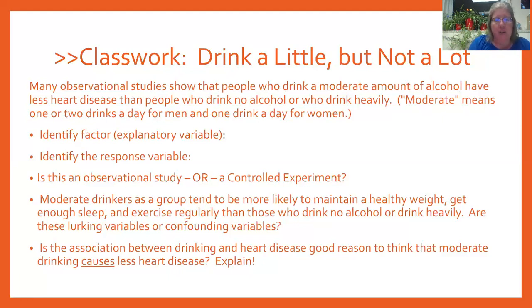It's the next question. Moderate drinkers as a group tend to be more likely to maintain a healthy weight, get enough sleep, and exercise regularly than those who drink no alcohol or, on the other end, drink heavily. So when we consider these lurking variables or confounding variables, in this case, it is a study, which would make us think that these are lurking variables. And some of these might be more likely to be responsible, right, for heart health. So maybe maintaining a healthy weight is a better predictor of heart disease, or how much sleep or exercise you get might be a better predictor of the level of heart disease than how much alcohol was consumed. So we're going to call these lurking variables.